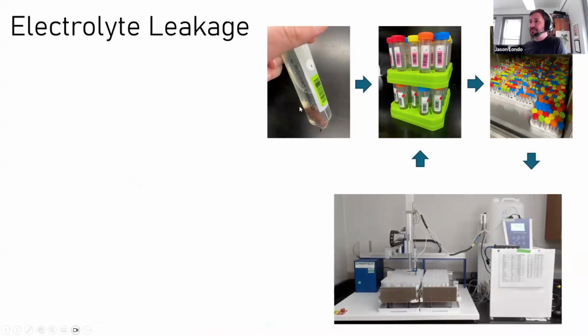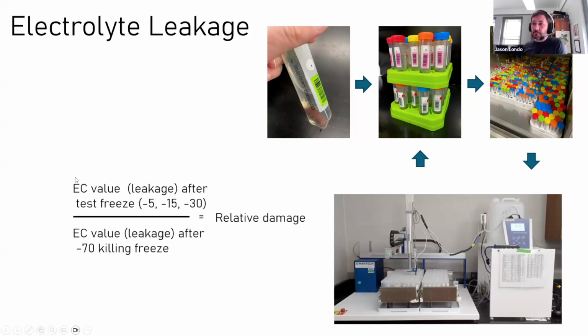The other method we use is electrolyte leakage. This uses the same concept. We collect a bunch of little stem segments, we freeze them in tubes at lots of different temperatures, and then we measure the conductivity of the water that they're in using an electroconductivity meter. In this case, it's attached to a robot. And what we're basically doing is we measure the leakage at different test freezes. So in this case, at -5, -15, -30. And then we measure that leakage again after we freeze them in a -70 freezer to really make sure we kill them. And then you get a relative damage.